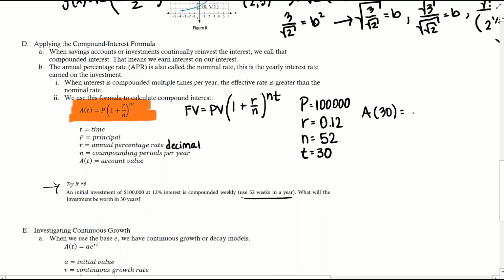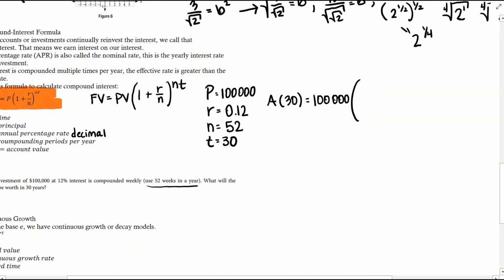So A of 30 is going to equal 100,000 times 1 plus 0.12 divided by 52. It's going to equal 52 times 30. That is quite a lot. So let's see what we have got going on here.